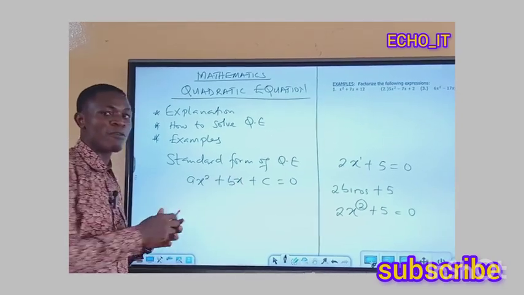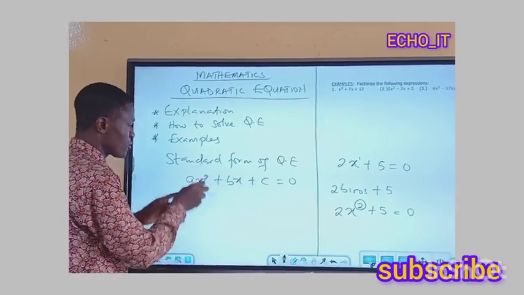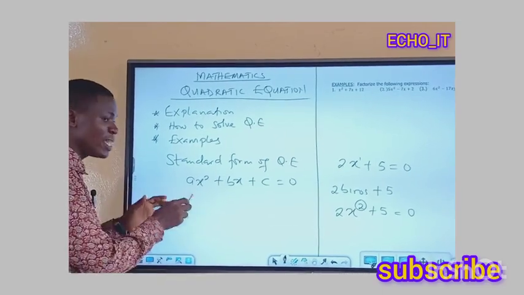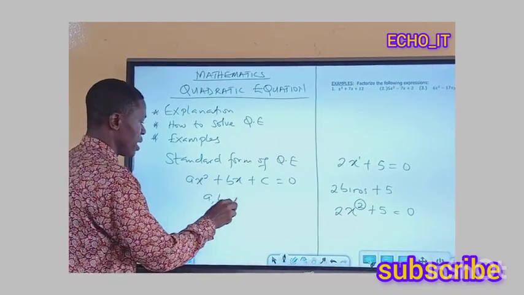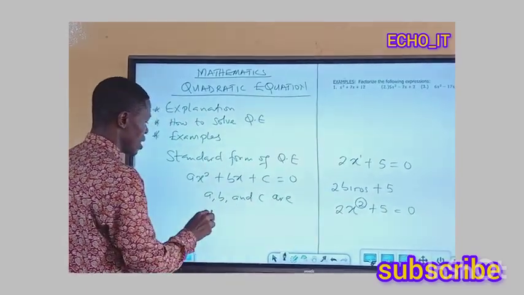We are not looking at the power of x here, which is 1, but this. We can even do without this and this. So far, the power of x is 2, you call it quadratic equation. So here, a, b, and c are arbitrary constants. They are constants.